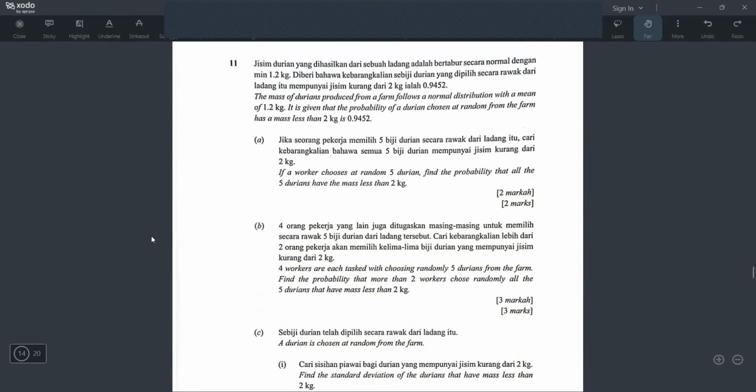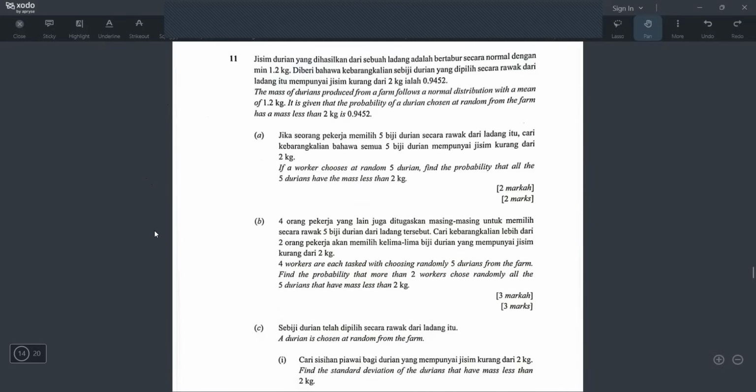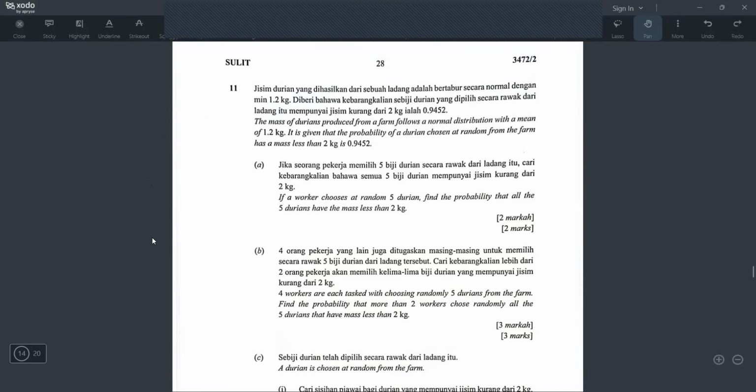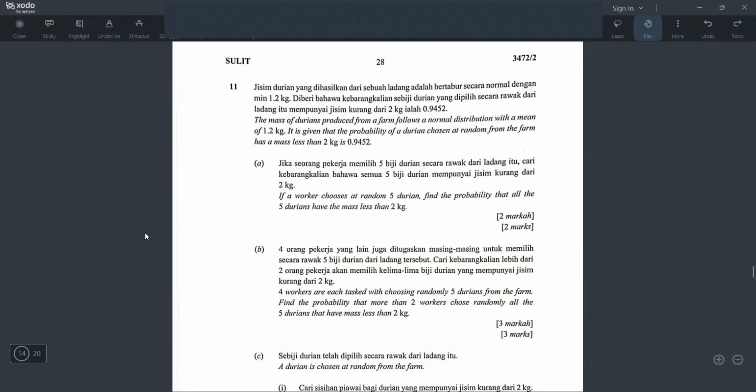Okay, question number 11. Let's go. This is probability distribution, right? So if it's normal distribution, I have to tengok jadual lah. Tapi kalau dia binomial, then kita boleh terus buat, tapi kena guna formula binomial lah. Okay, let's read the question first.